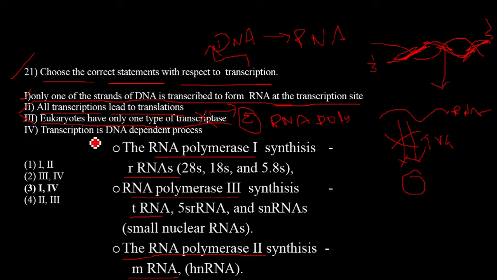Next, the fourth one: transcription is a DNA dependent process. Yes, without a DNA template transcription will not happen. Without a DNA template new RNA will not form. Hence transcription is a DNA dependent process. Here statement 1 and statement 4 are correct, but statement 2 and statement 3 are wrong. Hence our answer is option 3: statements 1 and 4 are correct.